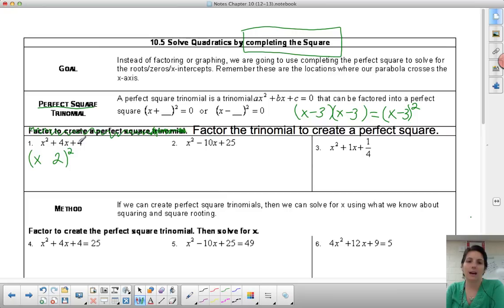And now we just have to check. I should have an addition sign because the b value is positive. And I just need to double check that if I do x times 2 and then double it, do I get 4x in the middle? Again, my check step is x times 2 and then multiply by 2. And I should get the bx term. I'd like you to give number 2 a try on your own and then come back and check your work.